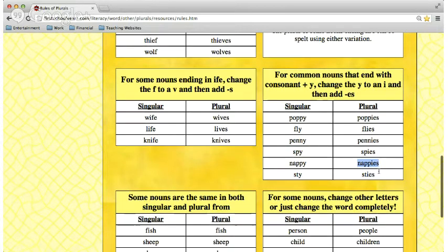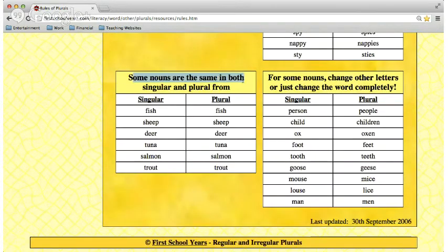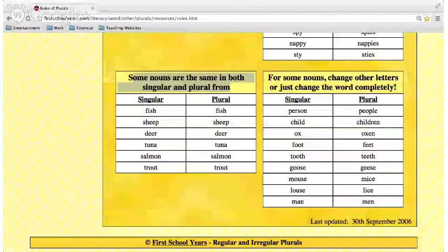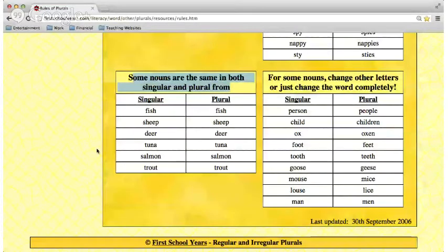Okay? All right, let's go to some nouns that are the same both singular and plural forms. Okay? This would be for Edwin. Edwin, please read through this chart. Okay. Singular and plural: fish, sheep, deer, tuna, salmon, trout. Okay, so these would be for salmon and trout. Let me have you read those last two words. Salmon, trout.